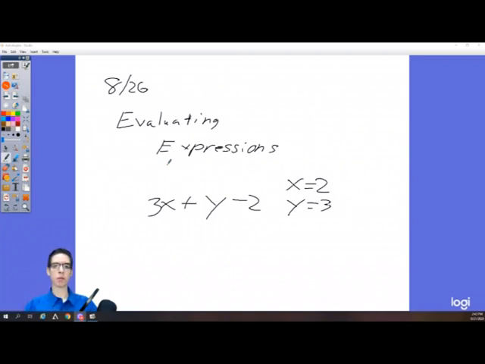So we're going to start with this one right here. You might have an expression like 3x plus y minus 2, and we might define x as being positive 2, and we might define y as being positive 3. Most of the time your work might tell you what these values are defined as, but if it doesn't, we're occasionally allowed to define them however we want. In this case, though, we're told x is 2, y is 3. We're going to take those values and plug them in.